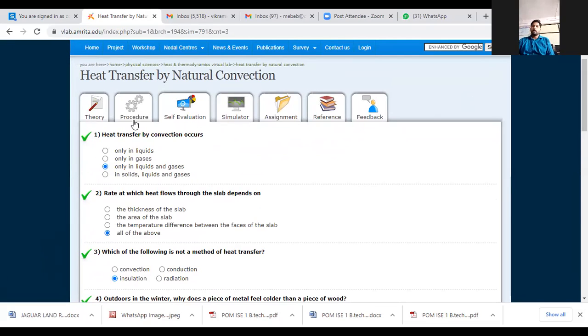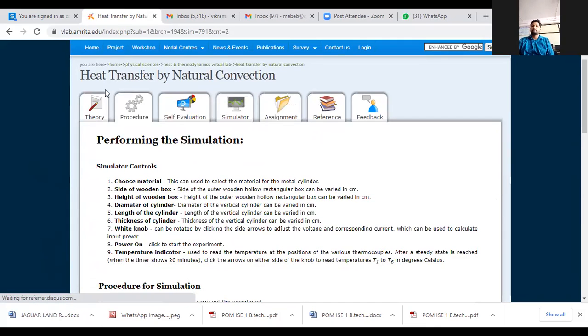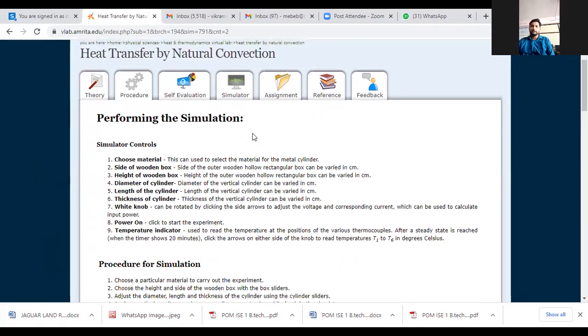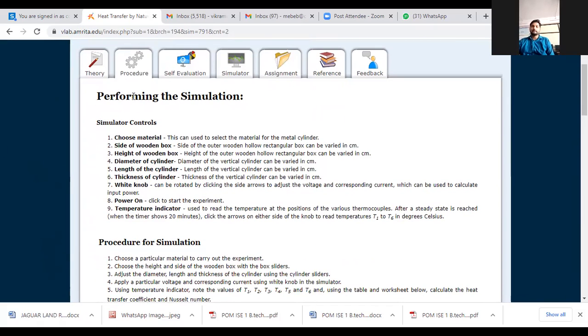Okay, now we will see the procedure part. Okay, how we are going to perform this particular simulation part of the experiment. Okay, so here there are some controllers in the simulation part. First one is nothing but we have to select which material we are going to consider for the cylindrical tube. Okay, so choose material, then side of wooden box. Okay, whatever the duct is there, that duct is prepared by using the wooden material.